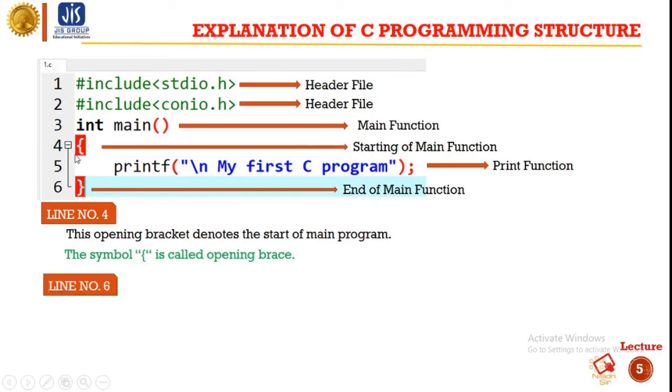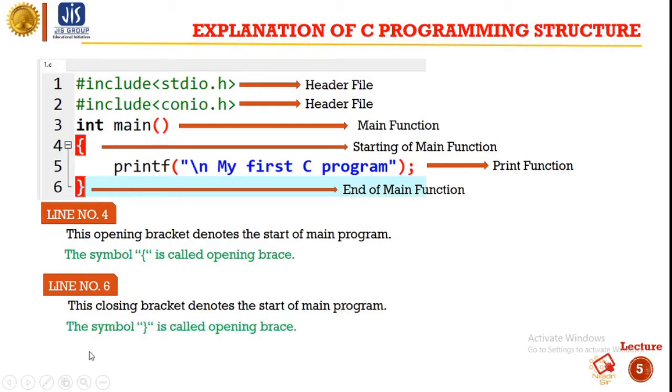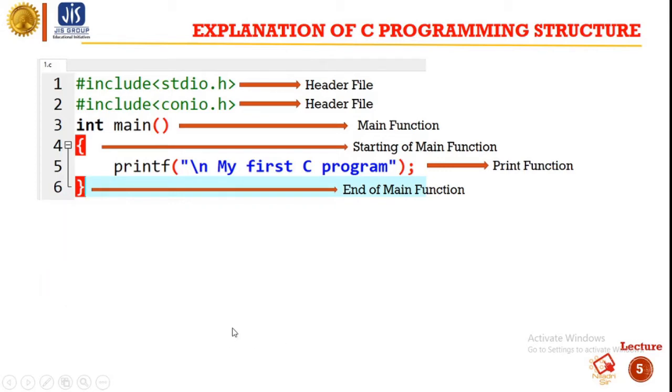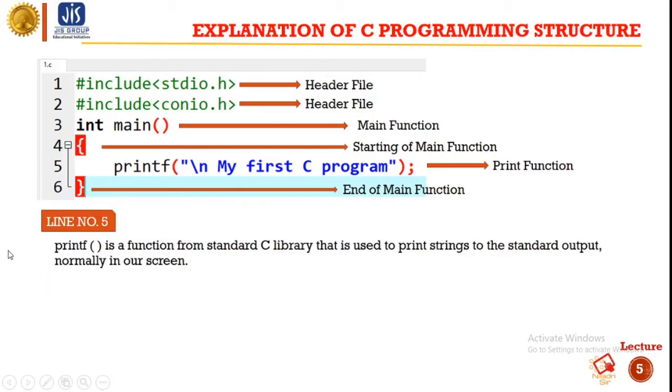Next one is line 6. This closing bracket denotes the end of the main program. The symbol is called the closing brace. So what is line number 5? It is printf, a function from the standard C library. It is a library function.